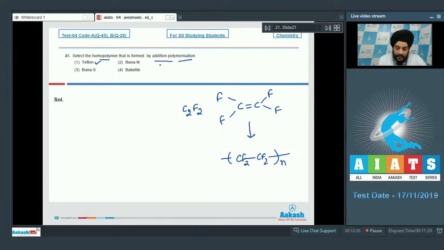If we talk about Buna N, it is not a homopolymer. It consists of butadiene and acrylonitrile. If we talk about Buna S, this is also not a homopolymer. It consists of butadiene and styrene. Okay, and bakelite is formed by the condensation of phenol and formaldehyde. Okay, so bakelite is also not a homopolymer. It consists of two different monomers. So this bakelite is also a copolymer. Okay, so for question number 45, students, we can clearly see that the only polymer which satisfies both these conditions is Teflon. Okay, so for question number 45, we have to mark the correct answer as option 1.